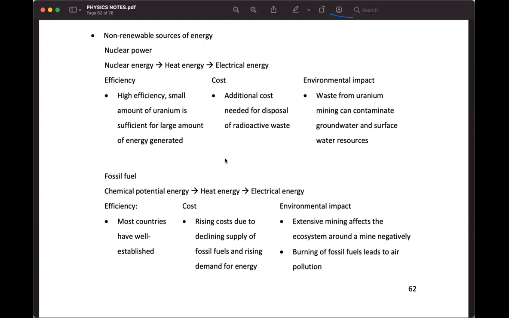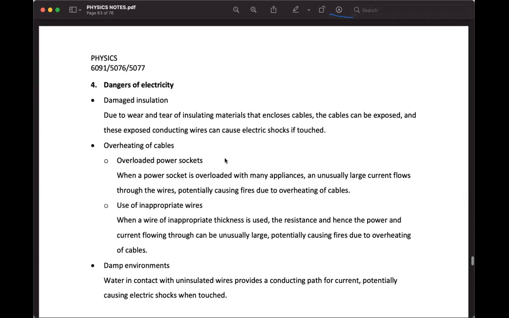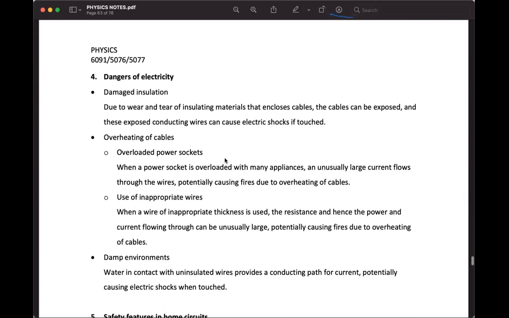Okay, so you're going to read this up yourself. Same thing for this part. Go and read yourself. Take a picture if you want, or take a screenshot. Go and read yourself about dangers of electricity. I'm not going to go through this. In the exam, when they ask you, it's just straightforward. Just write down what you learn here. I'll give you about 30 seconds to take a picture of this page.